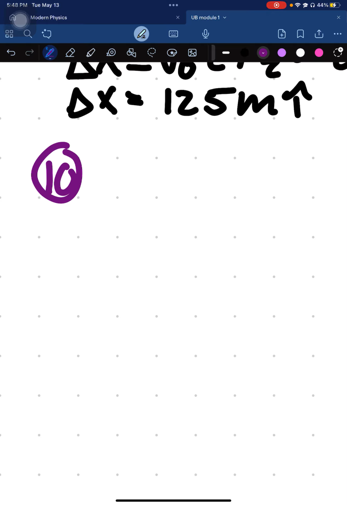Okay. A car has a velocity of 30 meters per second in the positive x direction. The driver of the car sees a deer in the road 50 meters ahead. The maximum negative acceleration of the car is negative 10 meters per second squared. What is the maximum reaction time they have to stop the car?